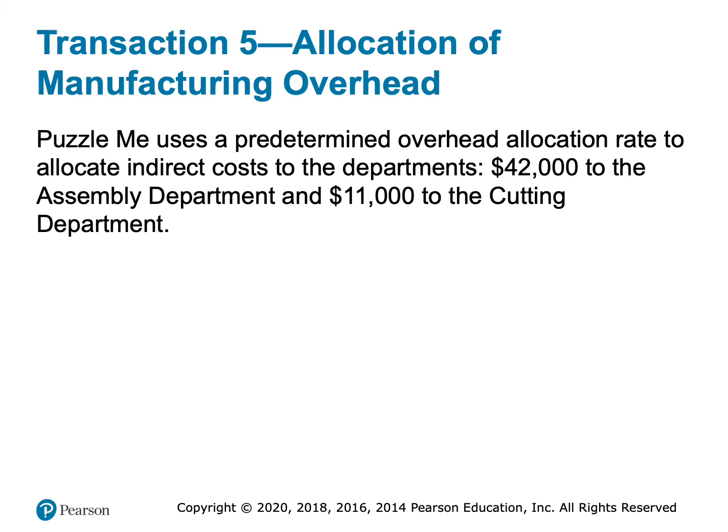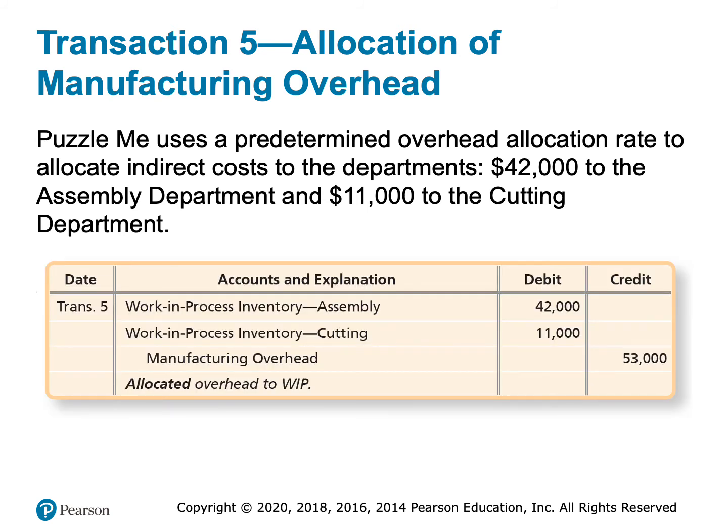Now we're told that we use a predetermined overhead rate to allocate the cost. They've already done that calculation for us here, but of course we know how to do this because we learned that back in chapter 2. But once they did the overhead allocation, we're told that we're allocating $42,000 of overhead to the assembly department and $11,000 of overhead to the cutting department. So we're going to debit work in process assembly for 42, debit work in process cutting for 11, and credit overhead for the total. So again, notice that there's only one overhead account for all the departments.